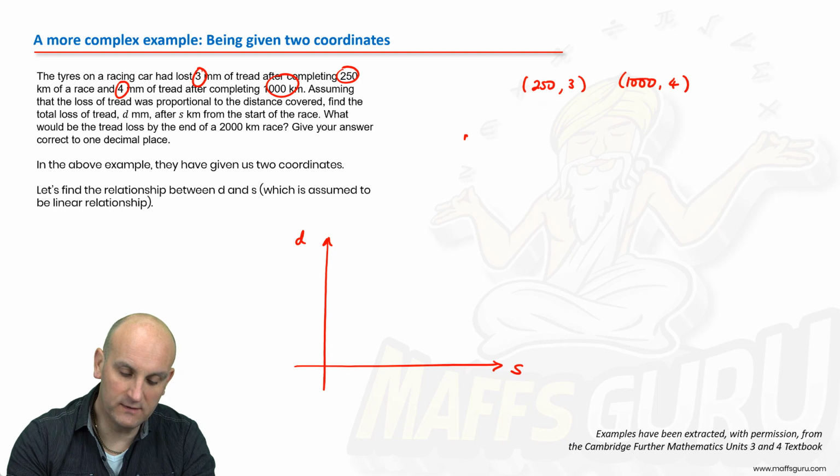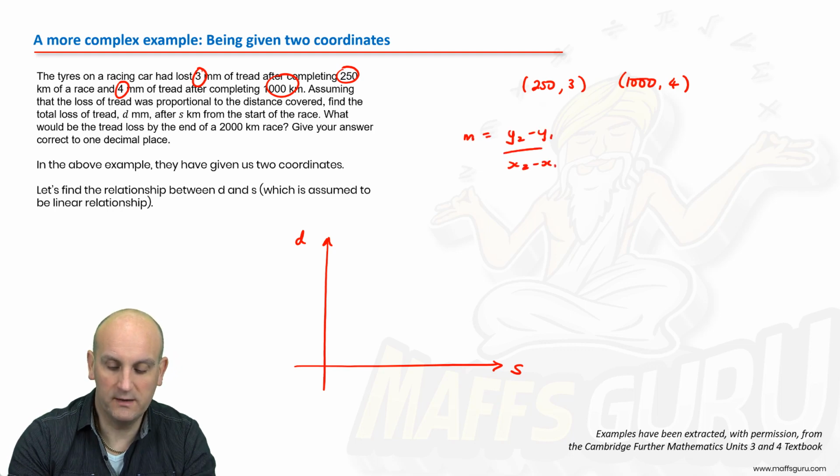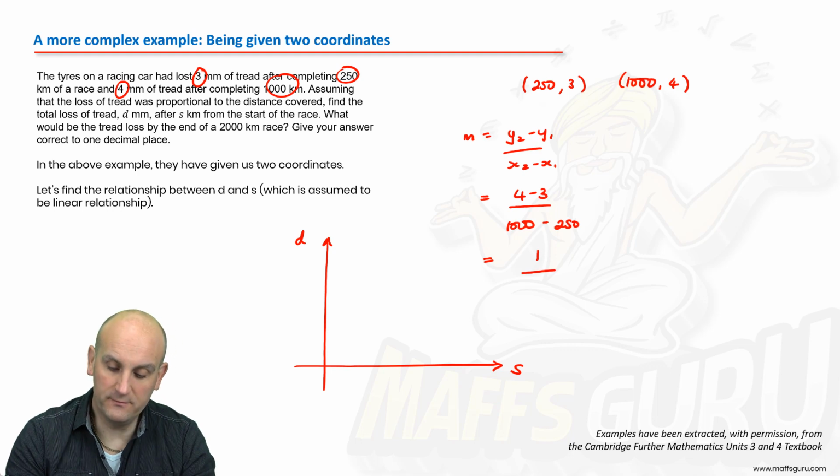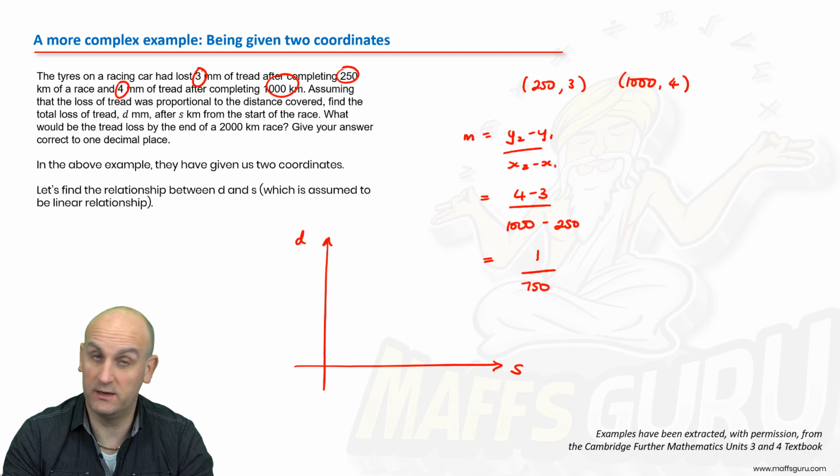So let's find my gradient first. My gradient is y2 minus y1 on x2 minus x1. Okay, so y2 minus y1 is 4 minus 3 over 1,000 minus 250. Now, 4 minus 3 is 1. 1,000 minus 250 is 750. And yay, there is my gradient.